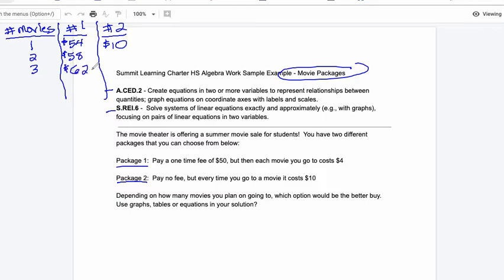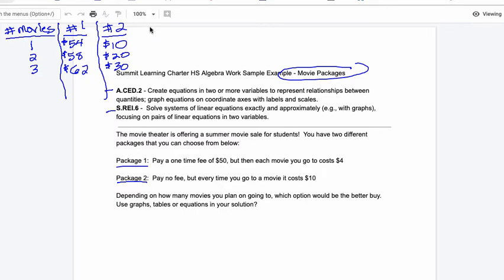And right now I can start to see some patterns. Every time I go up another movie, I add another $4. And so I can keep doing that pattern over and over. For package number 2, it's $10 per movie, right? So if I go to 2 movies, that's going to be $20. If I go to 3 movies, it's going to be $30. And I can see a pattern in this chart as well. Every time I go to a movie, I add another $10. All right, so a chart helps me kind of visualize what's going on.